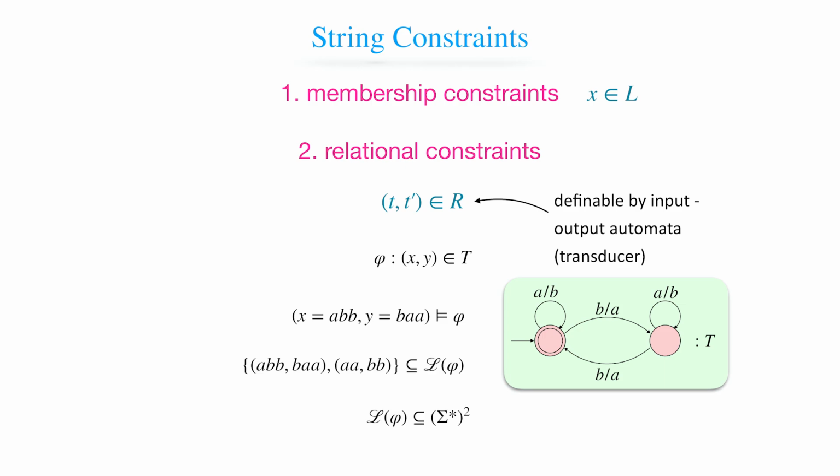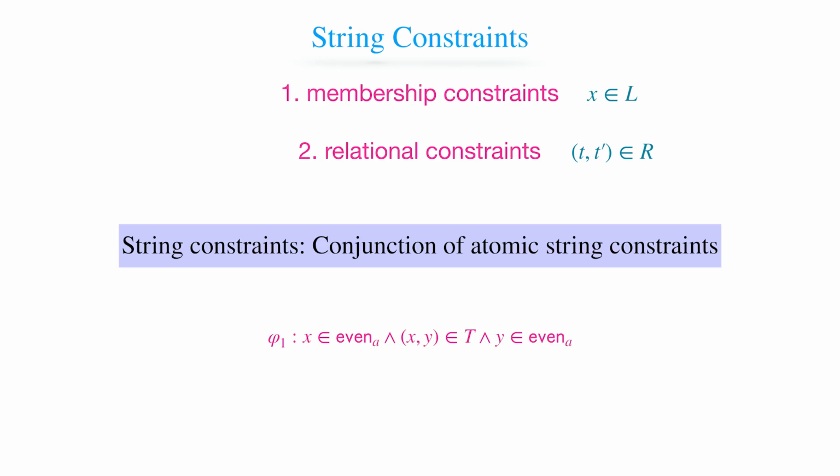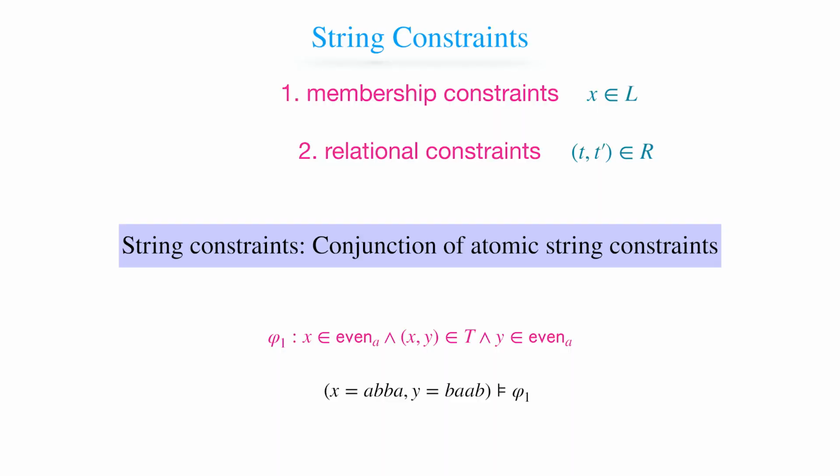Here the language of this constraint phi will be a set of two-tuples of words, because there are two variables. A string constraint is formally defined as a conjunction of both of these kinds of constraints, that is, membership or relational constraints. It simply says that x has an even number of a's, y has an even number of a's, and x and y are related by the transducer we had seen in the previous slide.